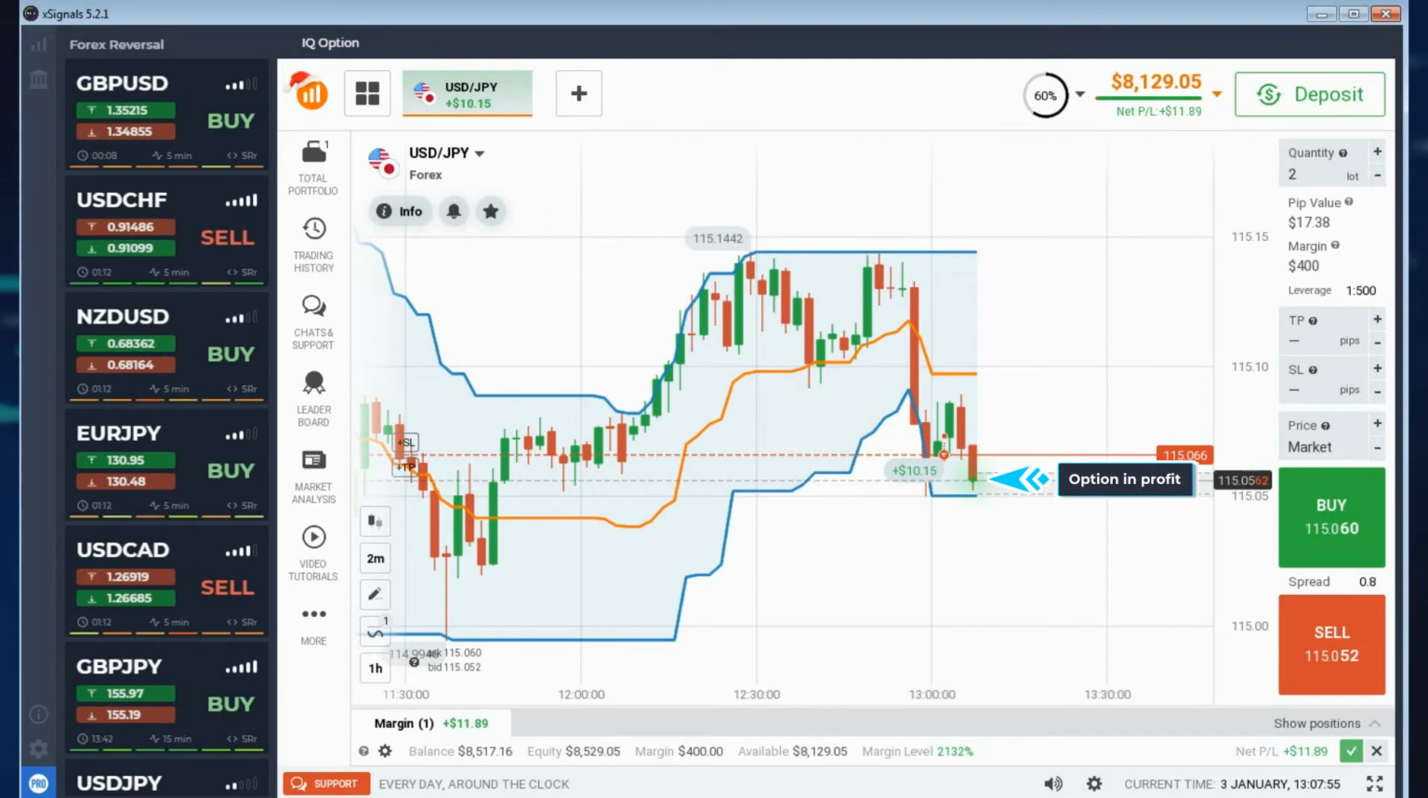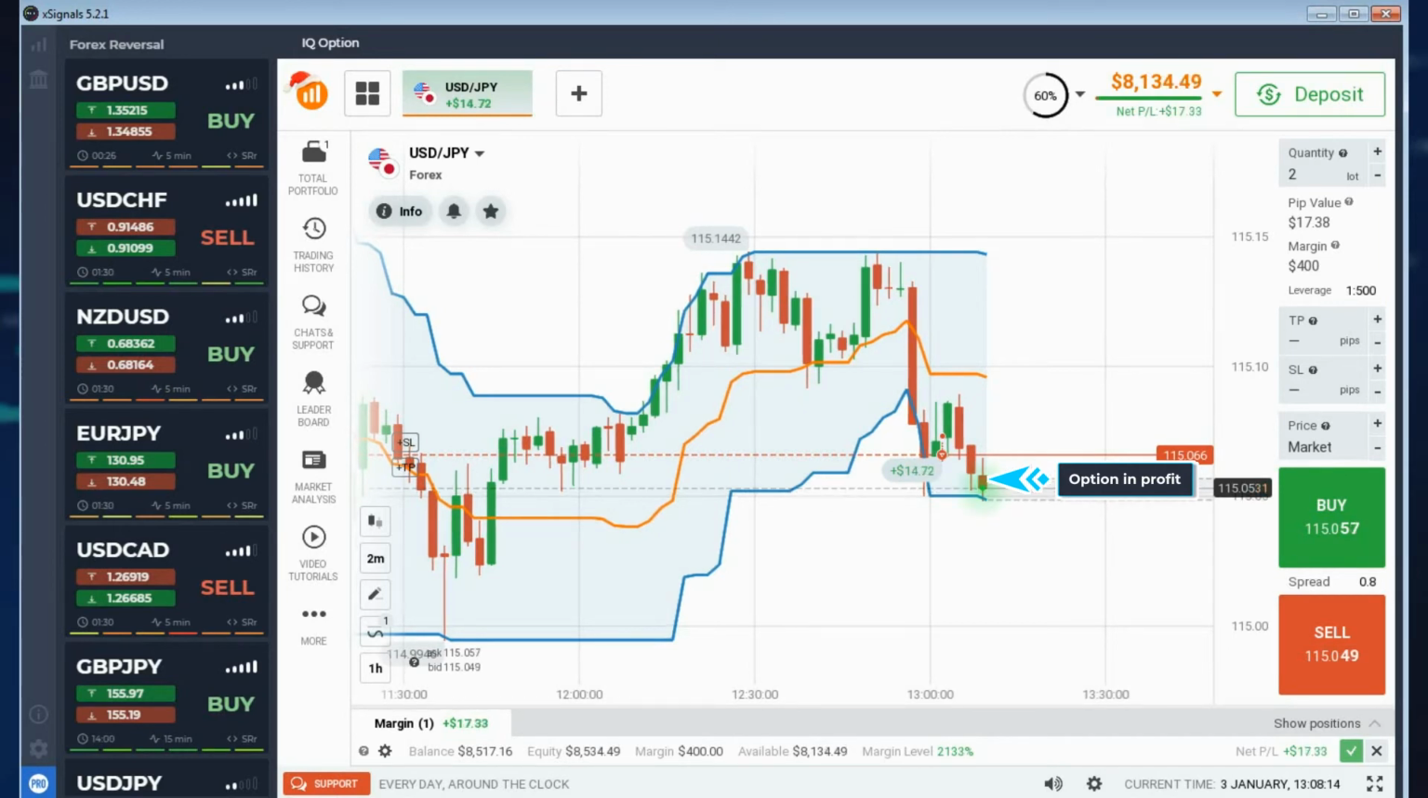Complex option. The price moved sideways near the opening level. We will not continue to hold the deal, we need to close without loss. The profit is received.